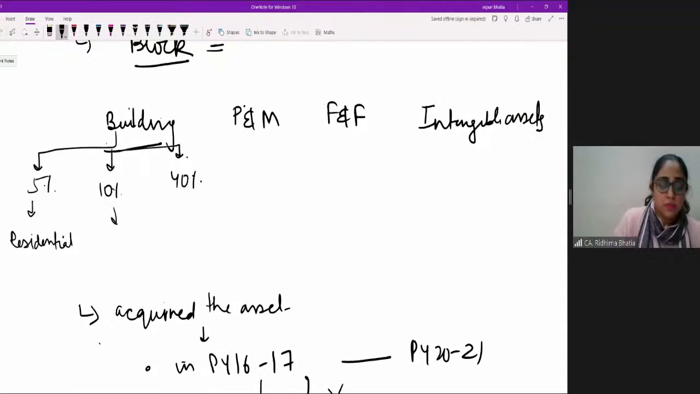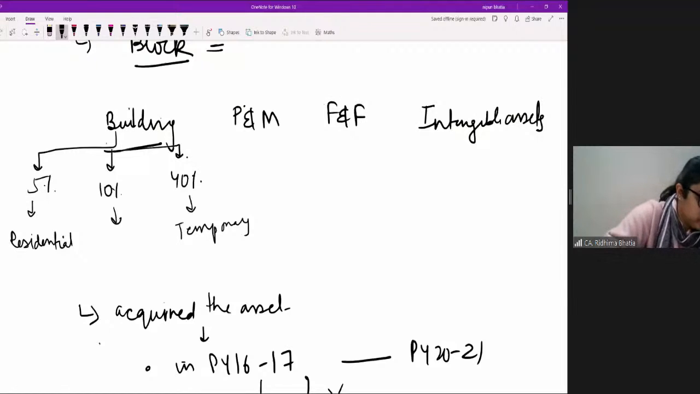10% if any other building which is used for business. 40% is for temporary structure, or any building which is used for water supply management or water treatment. Temporary structures.